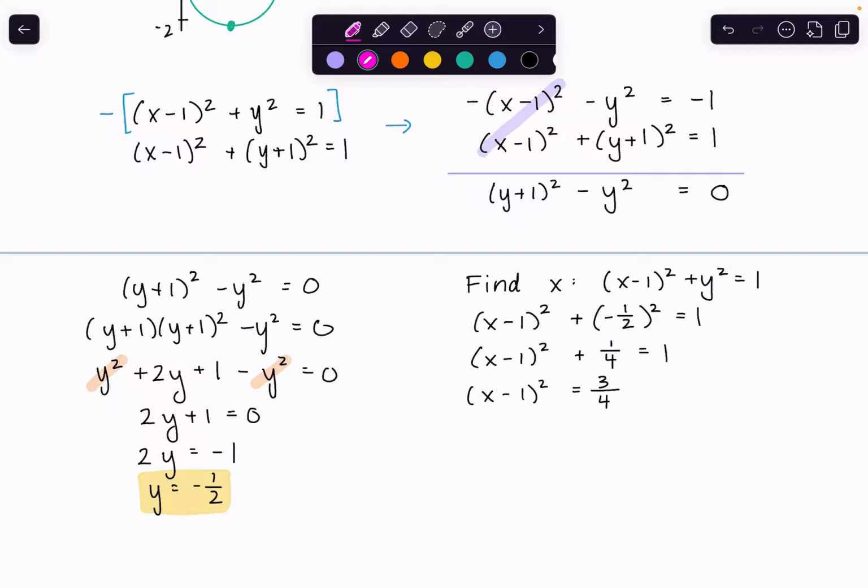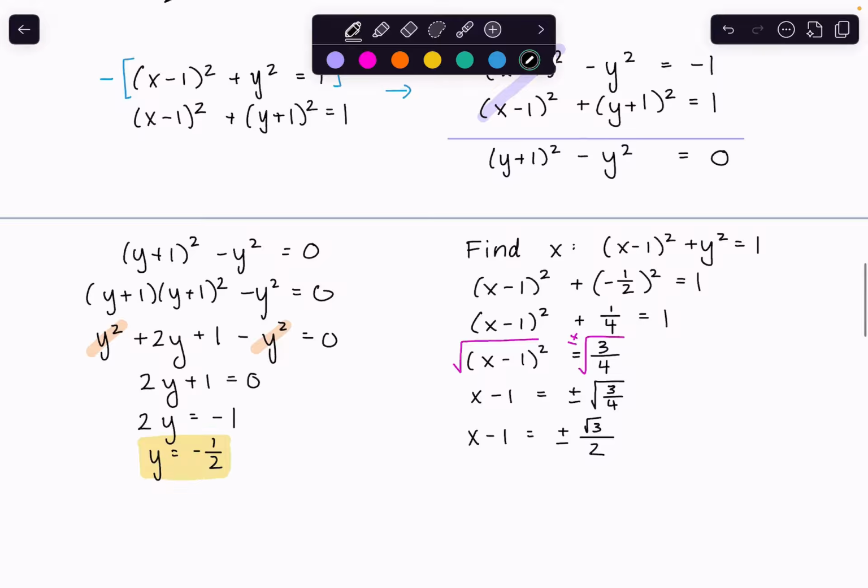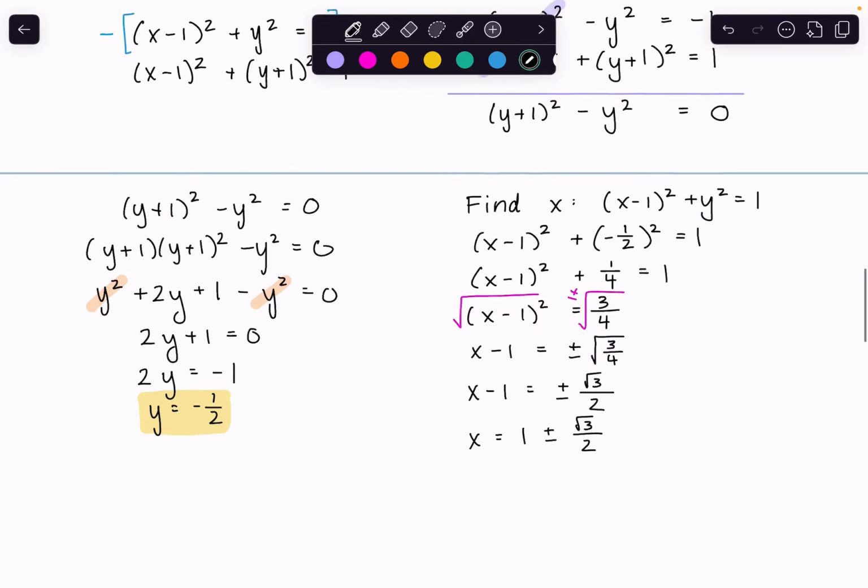So at this point, I'm going to go ahead and take the square root of both sides. But remember, when we do that, we've got to introduce a plus or minus. So the square and square root cancel and give us x minus 1, but that leaves me with plus or minus the square root of 3/4. And then we can take the square root of each individually. So you get the square root of 3 in the top, and then square root of 4 in the bottom is 2. So solving for x, we just need to add 1 to the other side. And that gives me two different x values.